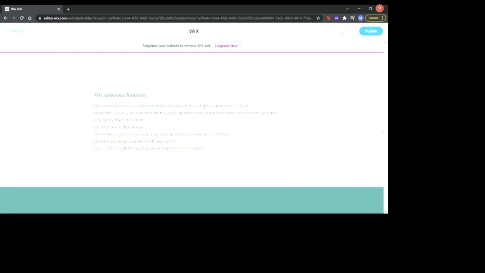Next I will move on to Mycoplasma hominis, which is a pleomorphic bacteria with lengths of around 0.2 to 0.3 micrometers. It's an aerobe, usually recovered from the lower genitourinary tract, also known to thrive in the respiratory tract of humans. It can be transmitted sexually, and the body's submucosa usually prevents problems caused by Mycoplasma hominis. It's the smallest bacteria capable of self-replication, and it uses UGA to code for tryptophan instead of a stop codon, which is what it would usually code for.